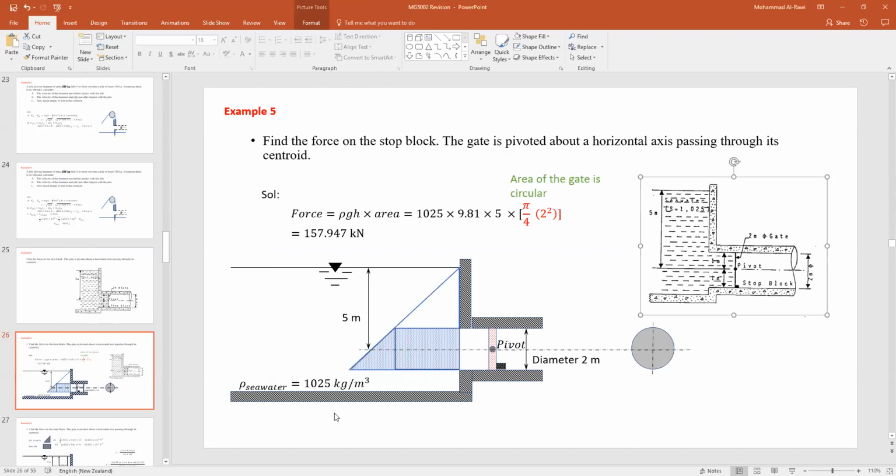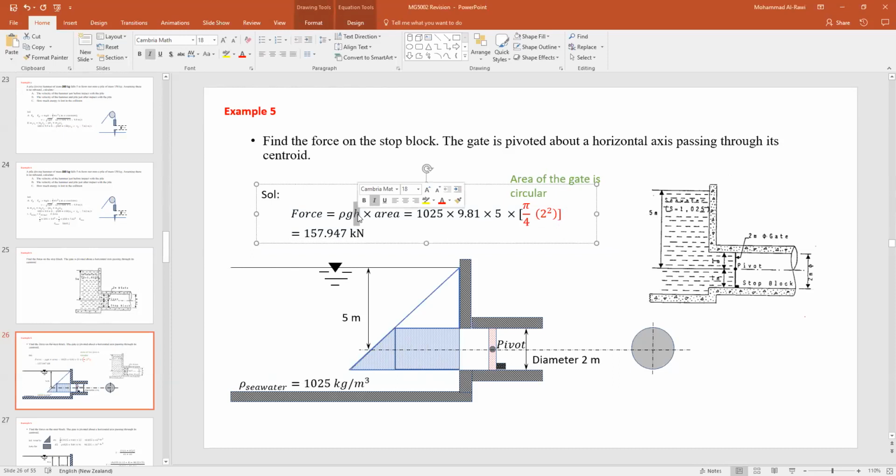Now, force is equal to what? Rho g h. Now here you remember there are confusions. Do we use half? Do we not use half? What I told you guys: always allocate the distance from the surface of the water to the centroid of the object. Since the object we're studying is fully submerged under the water, different rules apply. So H will be read from the surface to the centroid of the gate. And the question already gives us 5 meters.